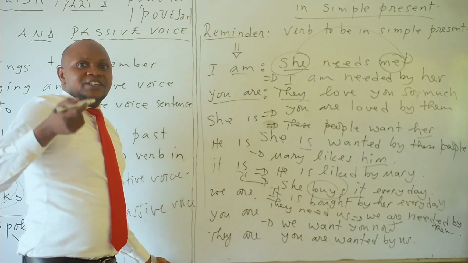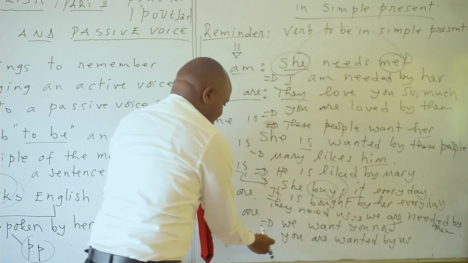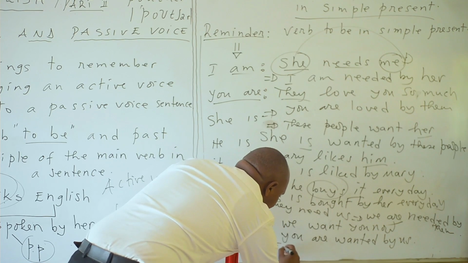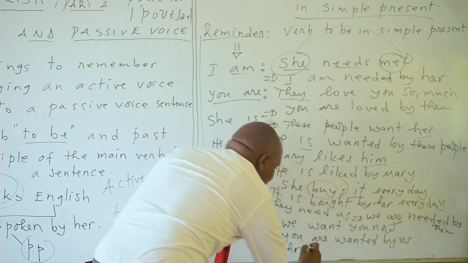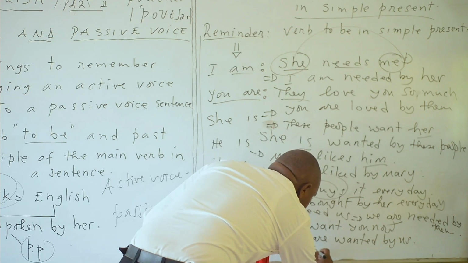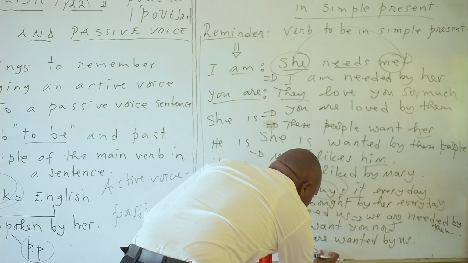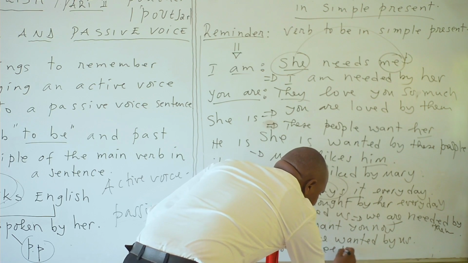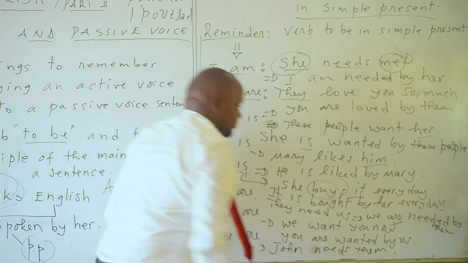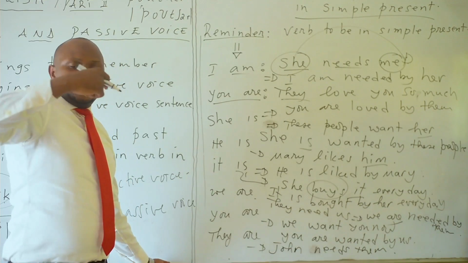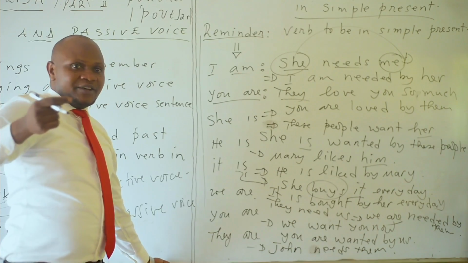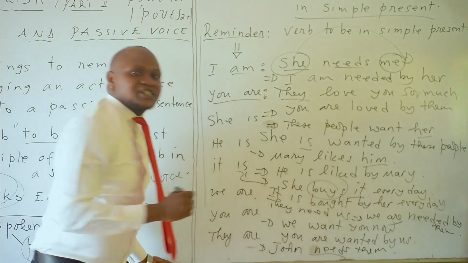Then the last one, they are. For example, you can say, here, the sentence can be, John needs, okay? John needs them. John arabakeneye. Bakenewe na John. You are going to say, they are needed by John. Because this needs irahita ihinduka past participle.